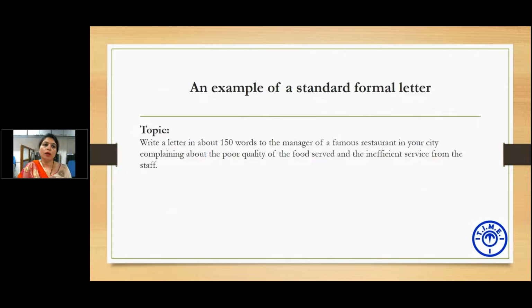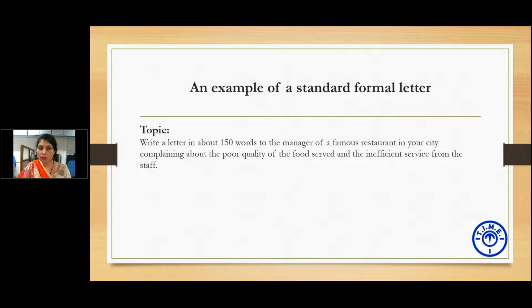So here now we have an example of a standard formal letter. That means it's a sample formal letter. Questions are coming in, and please hang on. I'll take you through. After finishing this, we'll address the questions one by one. This is very important. I hope most of your doubts will be clarified by going through this content.